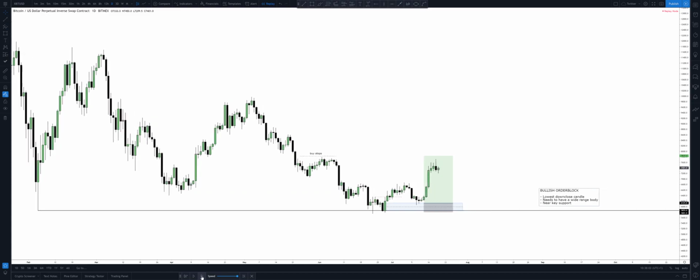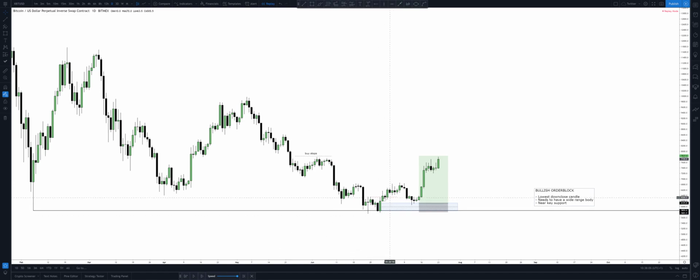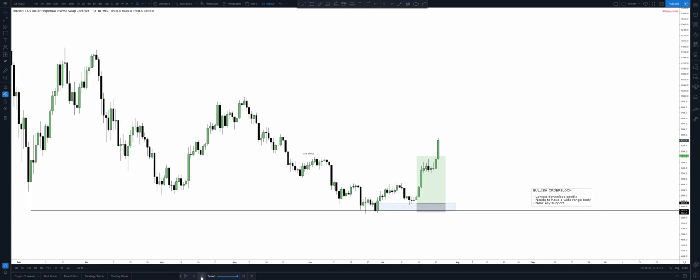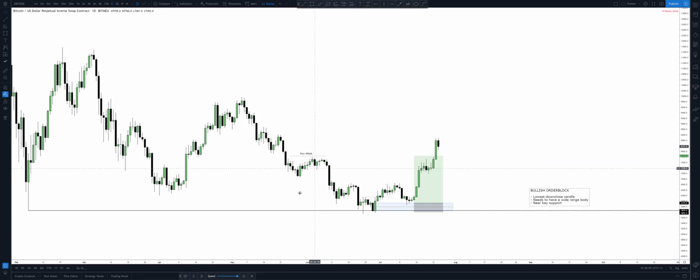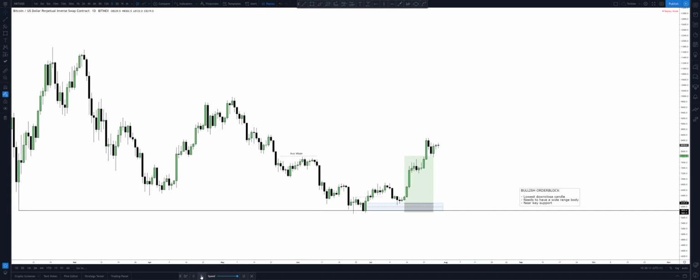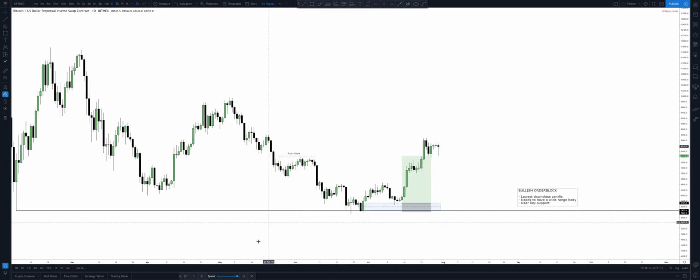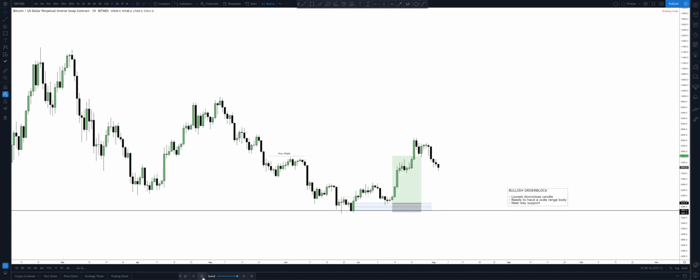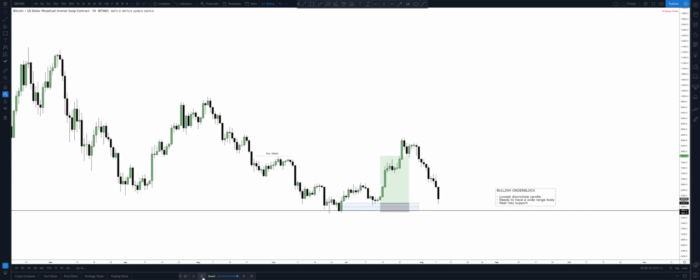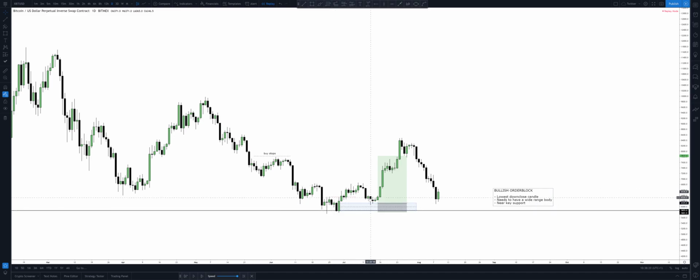And as you can see, it moves away violently from our level of interest. Raids the buy stops. We get out, we take profit right here. And price returns to the mean. And that's how you use a bullish order block, right?